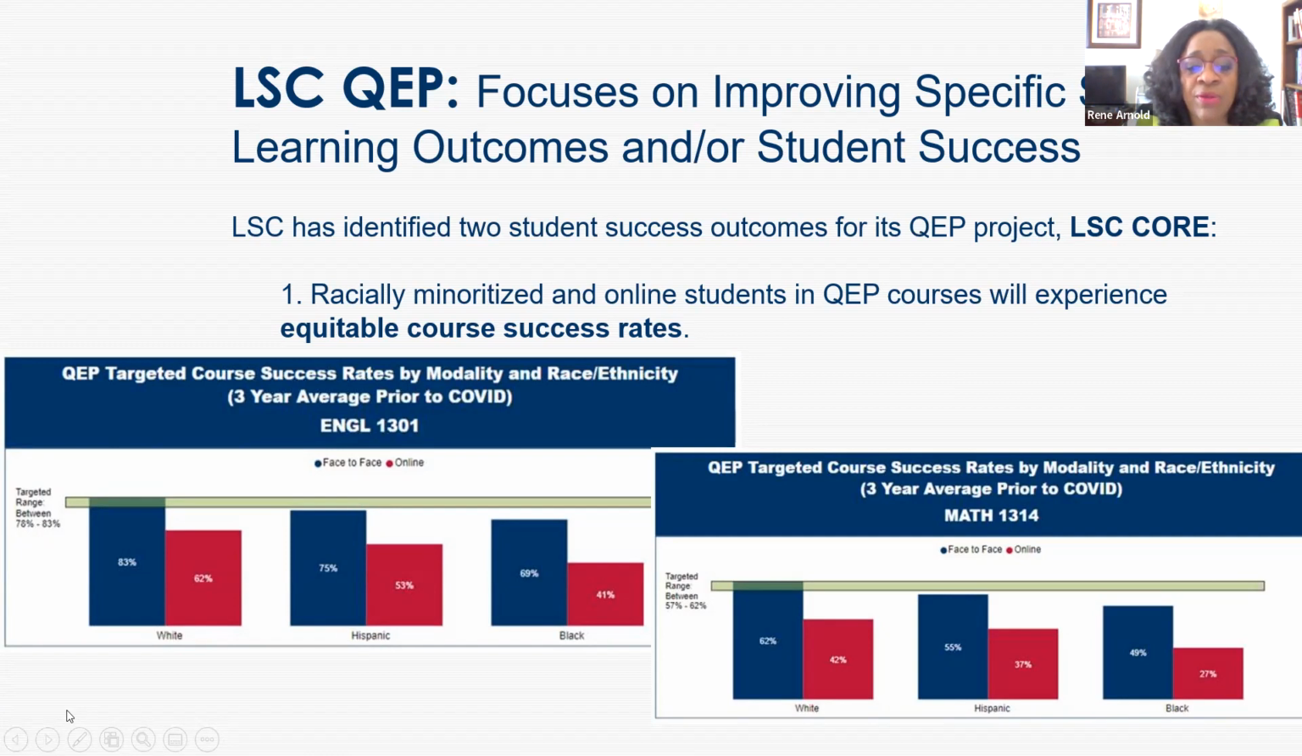In this example that we have here, looking at English 1301 and Math 1314, you can see an example of the data that we analyze with respect to the course success rates amongst our different racial and ethnic groups and the course modalities. Again, the success rates in online classes were substantially lower than our face-to-face courses, anywhere between 10% to over 20% lower, which is similar to our EDUC 1300. So again, this was our number 1 focus there.